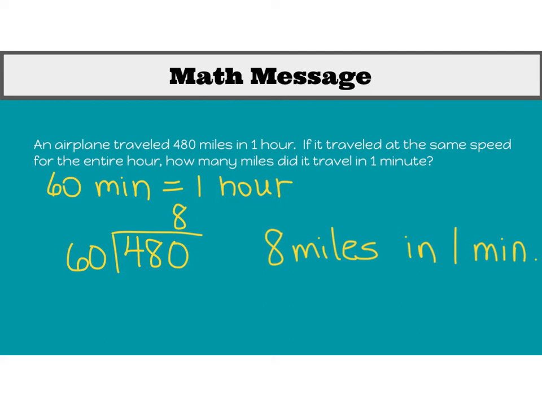All right, so if you thought of it this way, 60 minutes is equal to 1 hour. So I took 480 miles and divided it by 60, and I got 8. So 8 miles in 1 minute. Did you get the same answer?